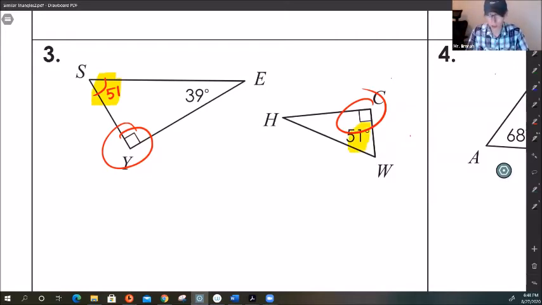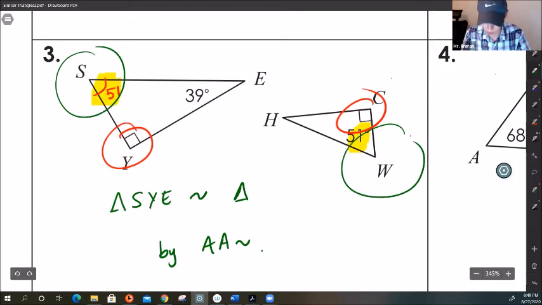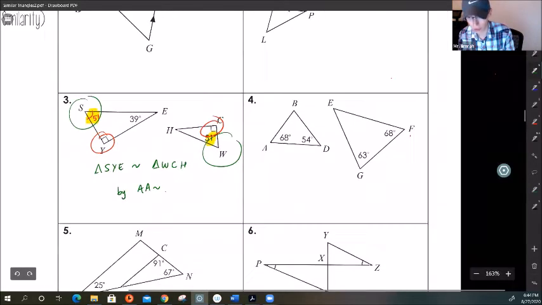So angle-angle similarity here. By angle-angle similarity, I can conclude that triangle SYE is similar to triangle S, the 51 degrees, so I'll just start with the 51, W, and then Y is the 90, so C, and then the smallest angle E is the same as angle H. These two were indeed similar to each other. So let's give you another one.